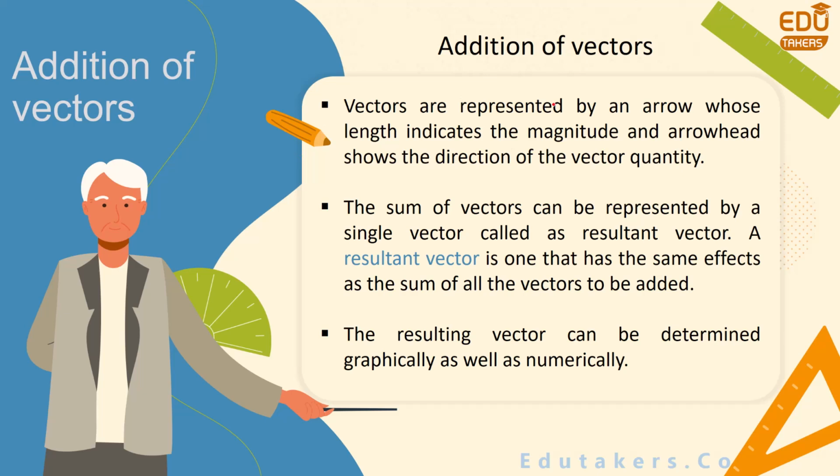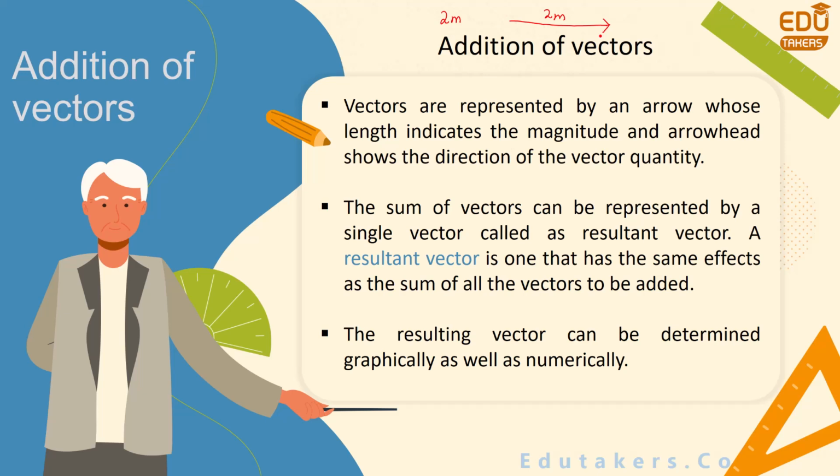When you have to represent a vector, you just need to draw an arrow. Suppose there is a vector which is 2 meters, then just draw a straight line which is 2 meters in length, and also add an arrowhead. This is the complete representation of the vector.